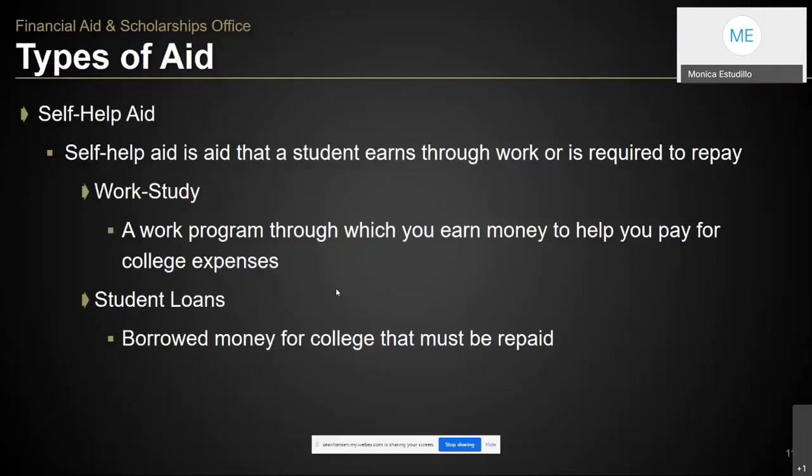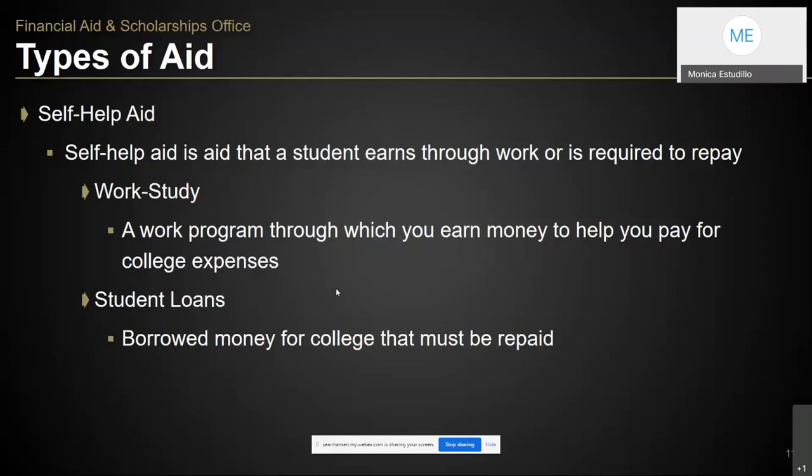Another kind of self-help aid are student loans. So these are loans, so you will have to pay them back eventually. You can start paying them as soon as you want. There's no penalty for that, but you are not required to start paying those until 6 months after you graduate or 6 months after you're no longer enrolled at least half-time. So half-time enrollment is 6 credit hours for CU Denver. So you need to be enrolled at least 6 credits to be eligible to use your student loans.